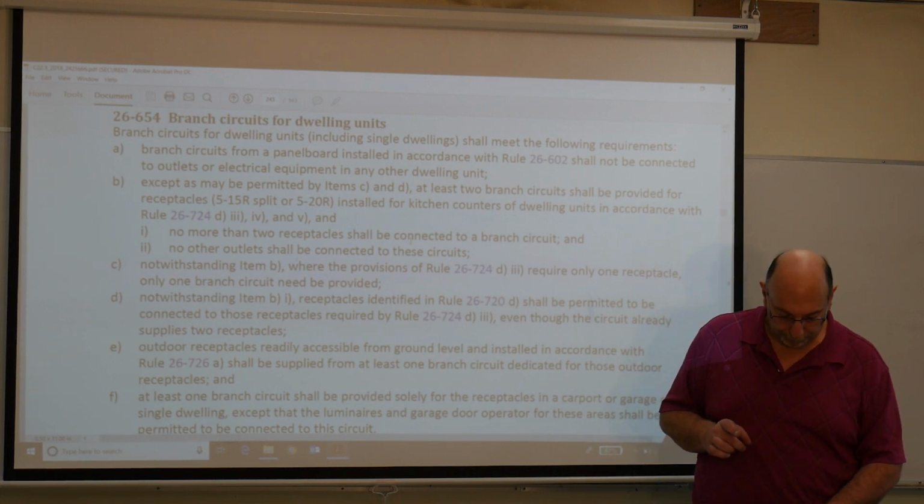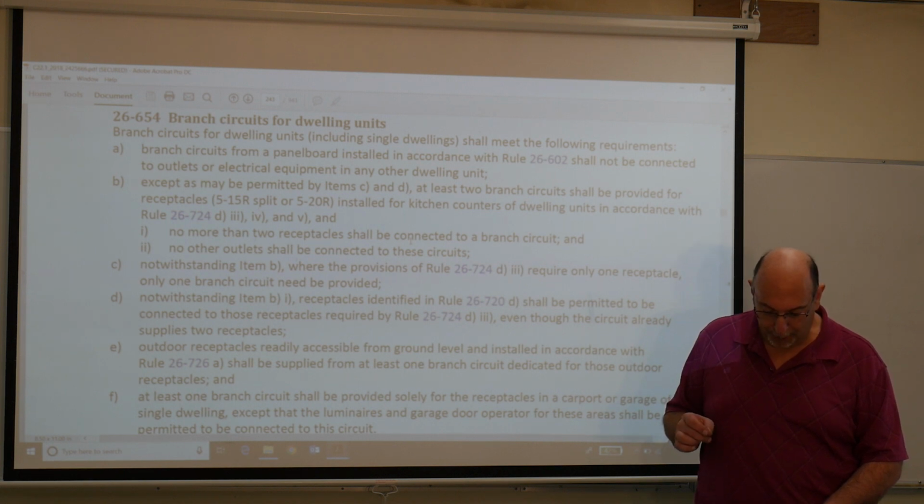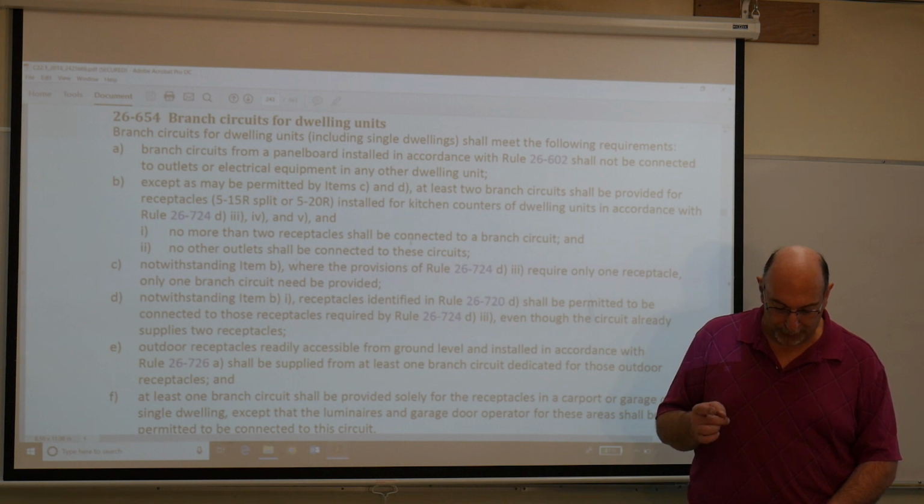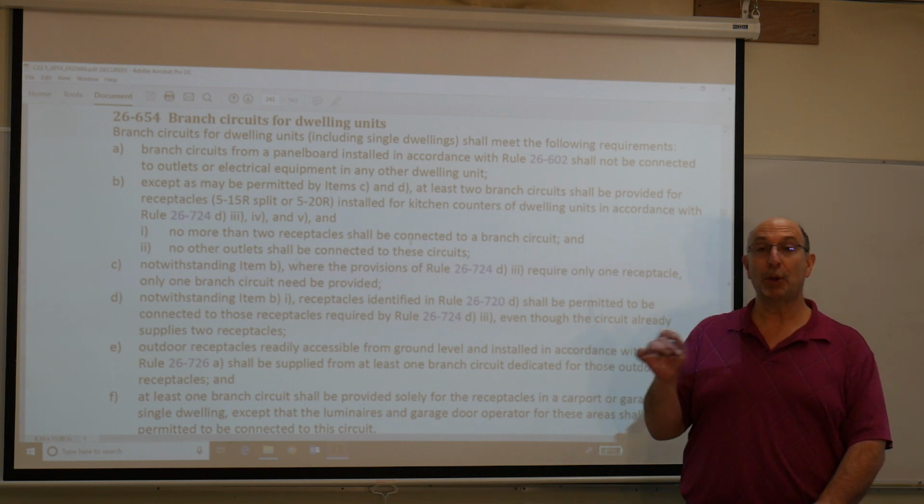Subrule E, outdoor receptacles readily accessible from ground level and installed in accordance with 26.726A shall be supplied from at least one branch circuit dedicated for those outdoor receptacles. So your outdoor receptacles must be on at least one branch circuit.